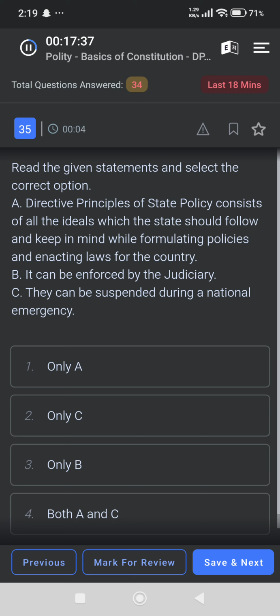We want to select the correct option. A: DPSP consists of all the ideals which the state should follow and keep in mind while formulating policies. B: It can be enforced. It cannot be enforced, so B is not correct. C: They can be suspended. No, C is also not correct. So only A.